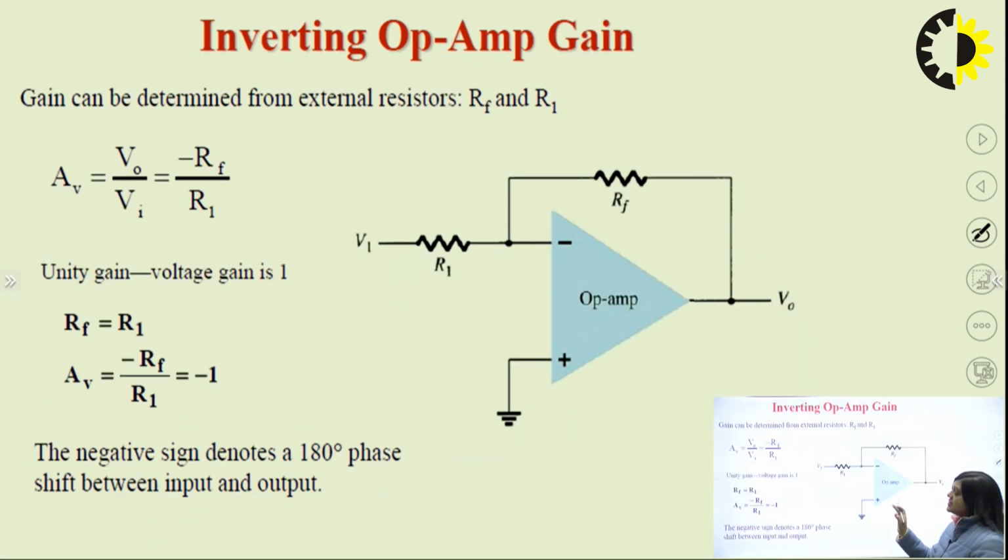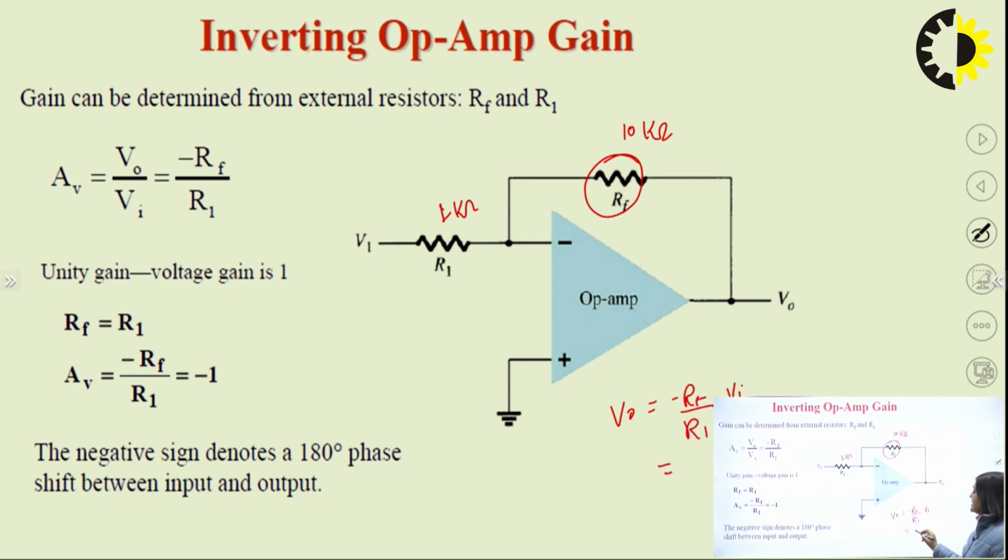Okay, so this is the same derivation that I have done in the previous slide. So this is your feedback resistance. If we take the feedback resistance as 10 kilo ohm and this is 1 kilo ohm, and the gain is V0 equal to minus RF upon R1, so here the gain will be 10 times of Vi.